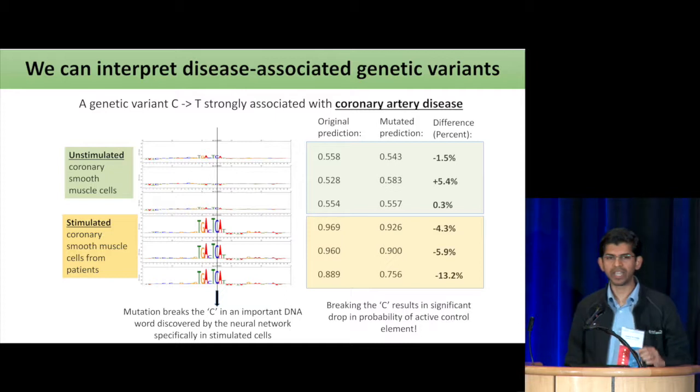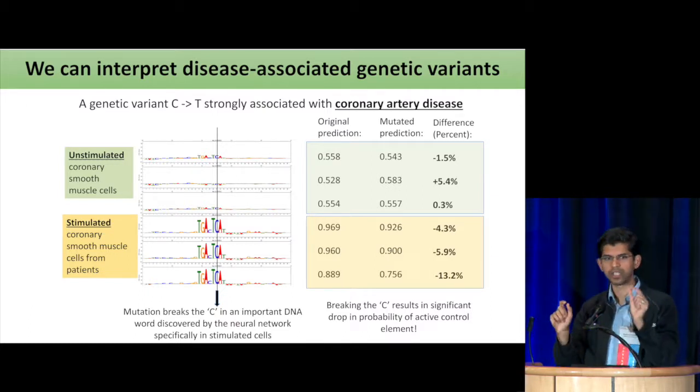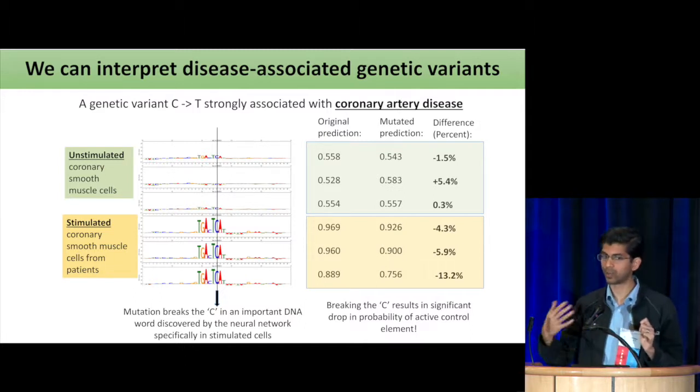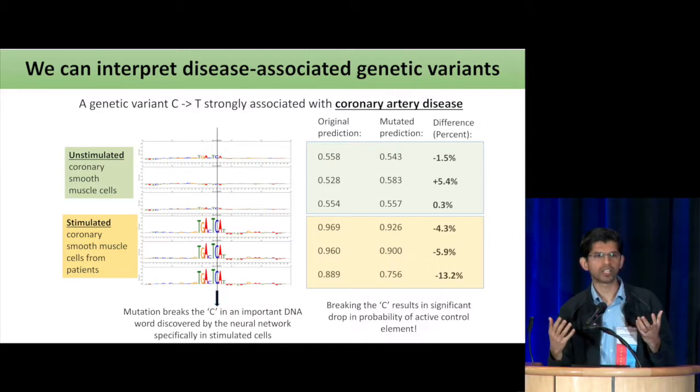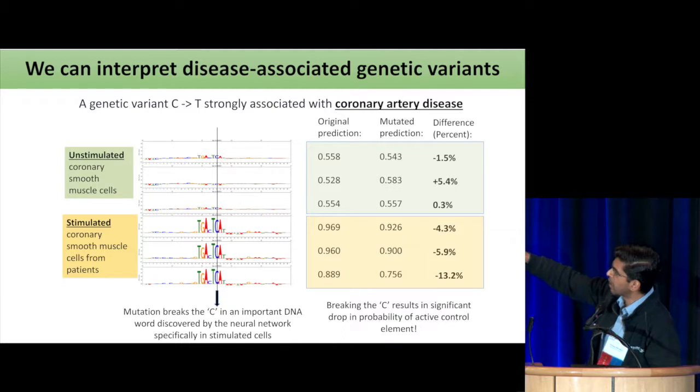More interestingly, we can take genetic variants associated with disease, as shown here. This is a genetic variant in the genome where a C to a T transition, so if you change the C to a T, that variant seems to be highly associated with coronary artery disease. We want to understand the mechanism through which this is working. Okay? We know where the variant is, but we don't know exactly what it does. Now, if we take the variant and we look at its prediction of the neural network in unstimulated coronary smooth muscle cells, the neural network says, oh, that particular position is not really important.